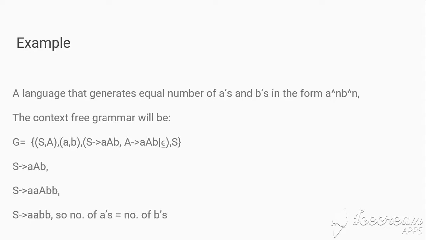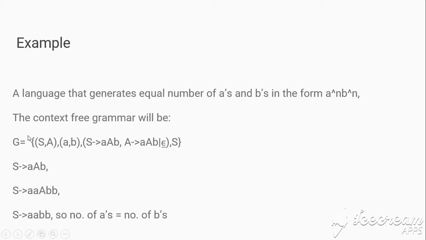For example, take a language that generates an equal number of A's and B's in the form A raised to the power n and B raised to the power n. Here we can see that this language is not regular, because in regular languages we cannot store anything. If we try to design a finite state machine, we won't be able to do it, because the number of A's should be equal to the number of B's, which means we have to count the number of A's, then we can give the number of B's. So we will use the context-free grammar to produce this output.